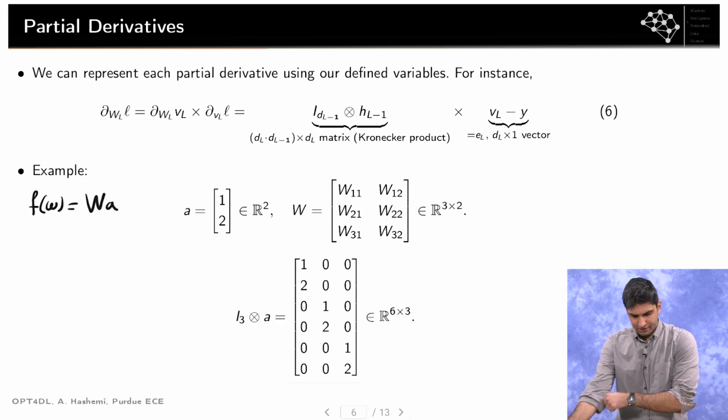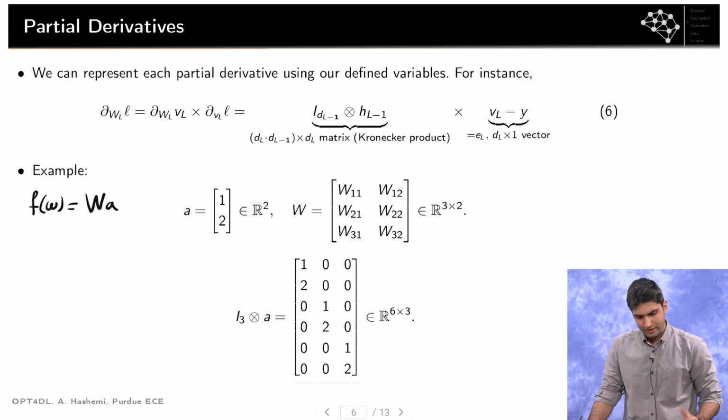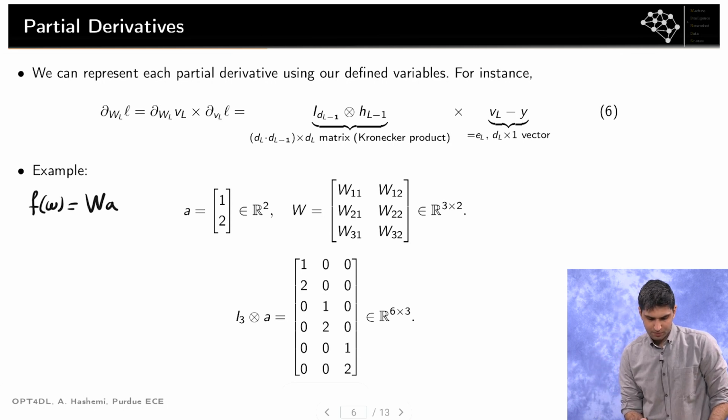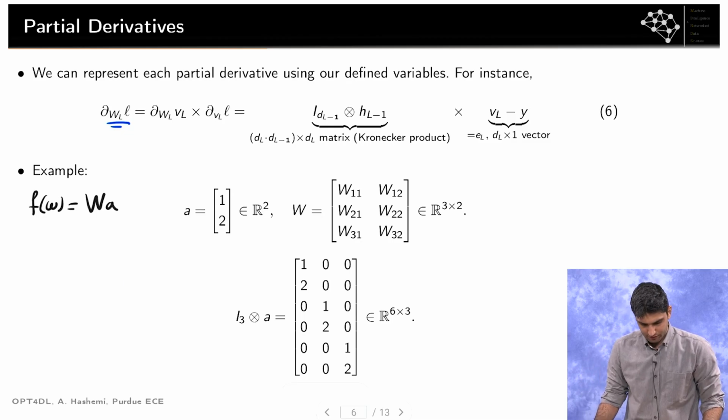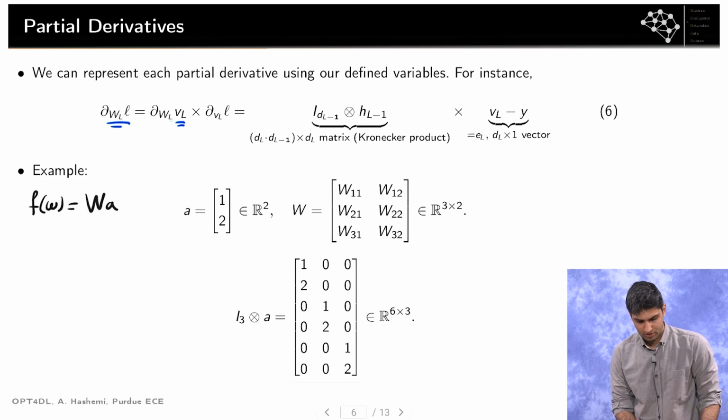So now, given that we defined this, let's actually go and see what's the form of these partial derivatives. Let's start with the partial derivative with respect to W_L, capital L, which is the weight of the last layer. Now let's apply the chain rule. The chain rule basically says that the derivative with respect to W_L is the derivative of the final prediction, or the last pre-activation V_L, with respect to W_L, times the gradient of the loss with respect to V_L.